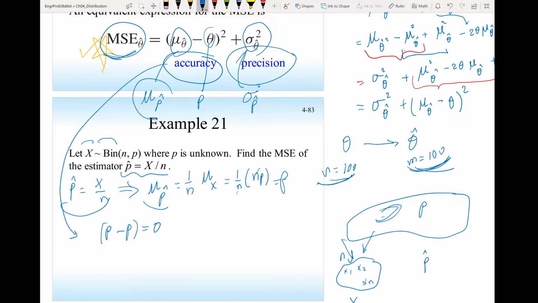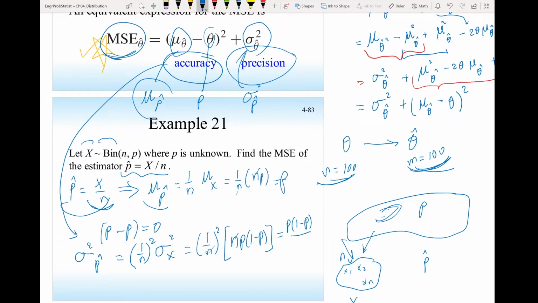Now if I calculate the precision, that means I need to find the variance of p hat. So that will be here, 1 over n is a constant, so that will be 1 over n squared times the variance of x. X is a random variable with a binomial distribution. So the variance of x, which we found in chapter 3, is just np(1 minus p). So one n will cancel, and you have p(1 minus p) over n, and that's the variance.